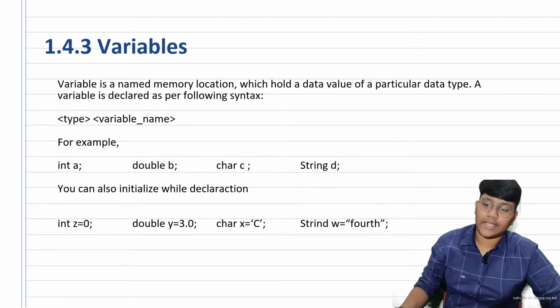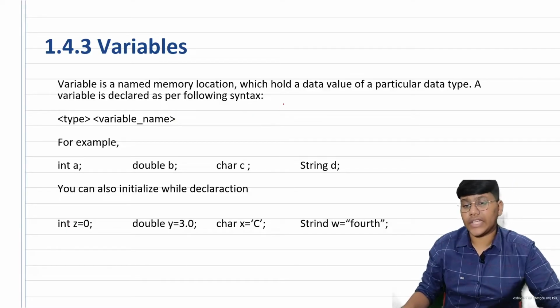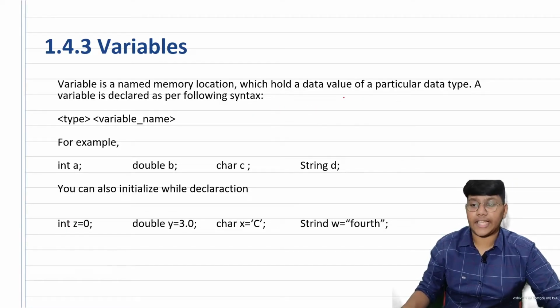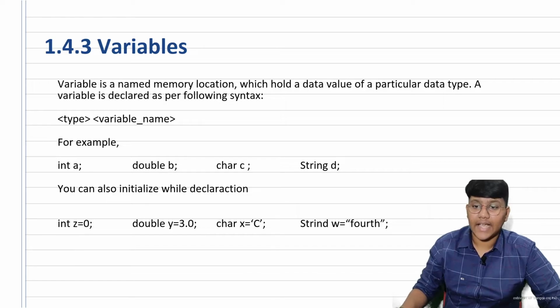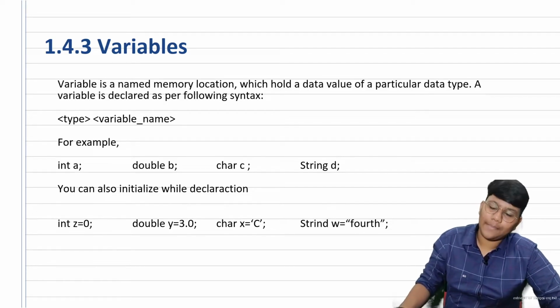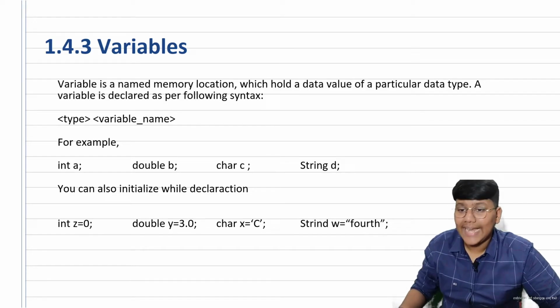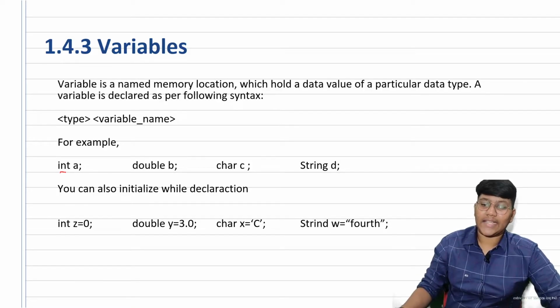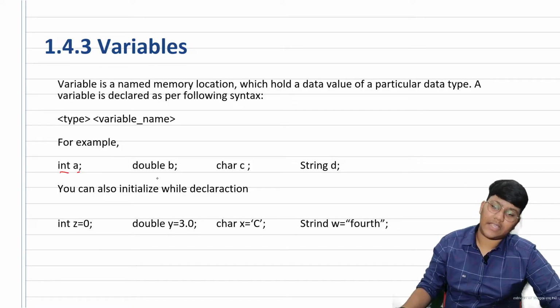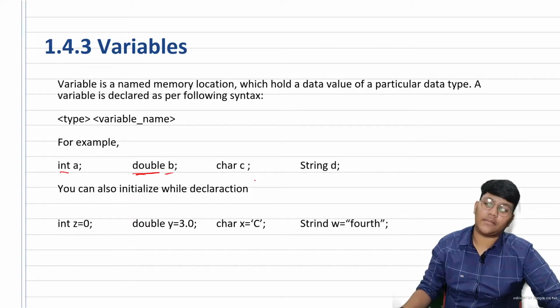Now variables. A variable is a named memory location which holds a data value of a particular data type. A variable is declared as per the following syntax: type, variable name. For example, int a. Int is the data type, a is the variable name. Here double is the data type, b is the variable name. Char is the data type, c is the variable name.